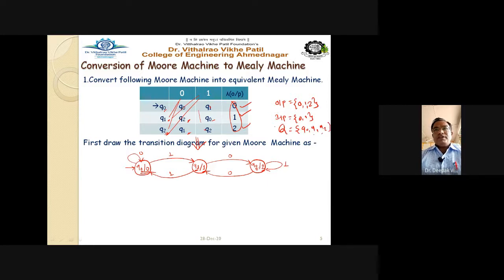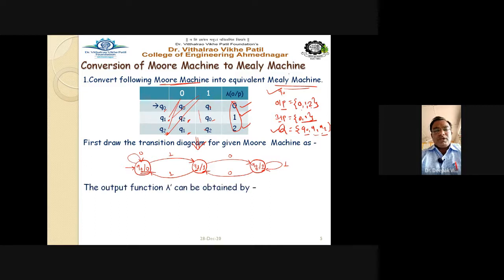So I identified this capital Q, and q0 is nothing but the start state here. Capital Q consists of three states: q0, q1, q2. Then the inputs are 0 and 1, and the outputs are 0, 1 and 2. These are given here. So you have to convert this Moore machine into the form of a Mealy machine. This is the first step, to draw the diagram.